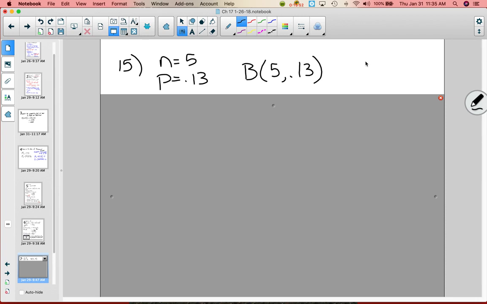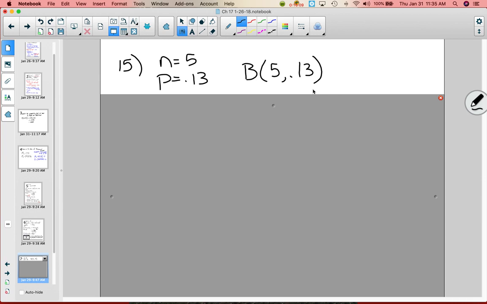If you take a look at number 15, still the 5 people, whether or not they're left or right-handed. So the question is, how many lefties do you expect? Well, we still have 5 people, so n is 5. The probability of being left-handed is 0.13. It is binomial with 5 and 0.13.